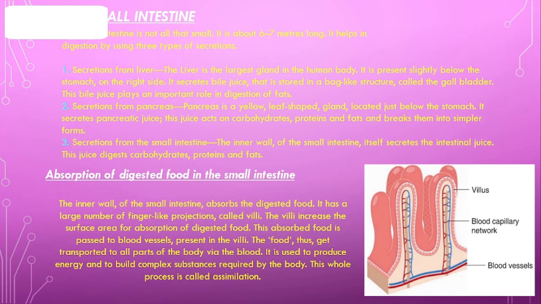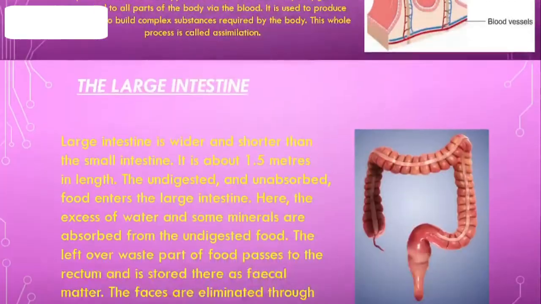Absorption of digested food in the small intestine. The inner walls of the small intestine absorb the digested food. It has a large number of finger-like projections called villi. The villi increase the surface area for absorption of digested food. This absorbed food is passed to blood vessels present in the villi. The food thus gets transported to all parts of the body via the blood. It is used to produce energy and to build complex substances required by the body. This whole process is called assimilation.